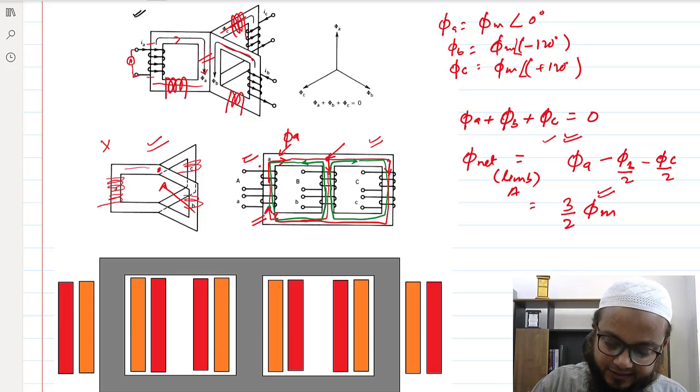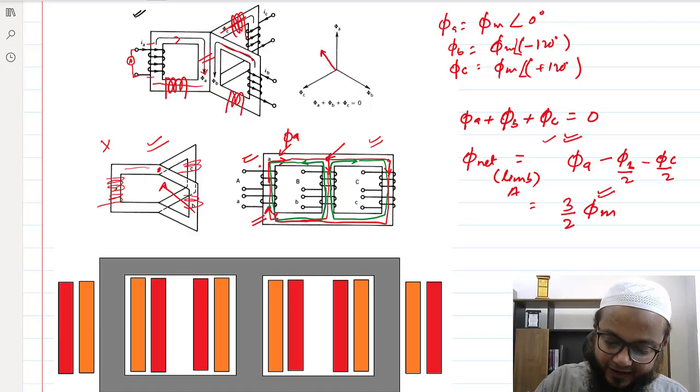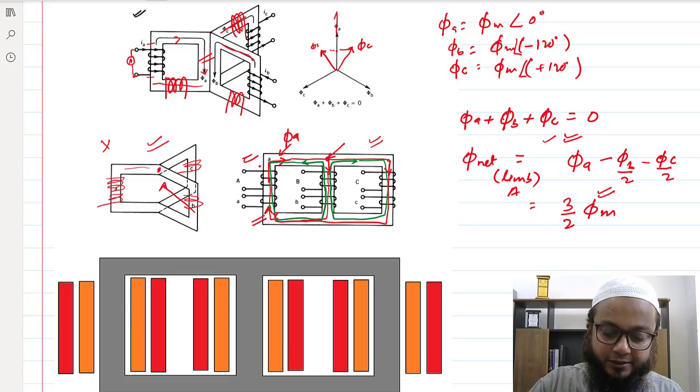So phi A is in this direction, phi B would be, because here we see phi B is in this direction, phi B by 2 would be in this direction, and phi C by 2 would be in this direction, right? So the net resultant, if you see, will come out to be phi A plus this magnitude of phi B and this magnitude of phi C. So this net magnitude would be a little higher.